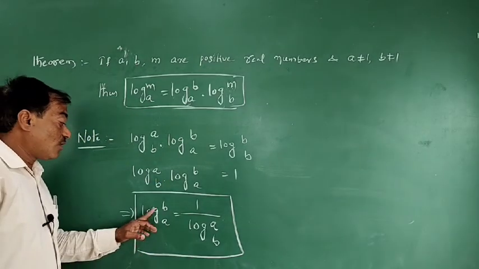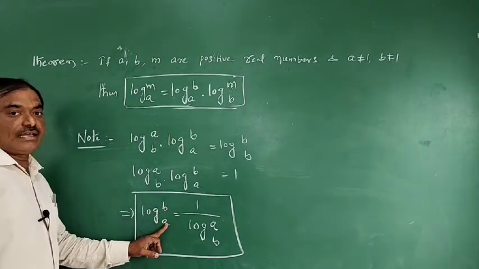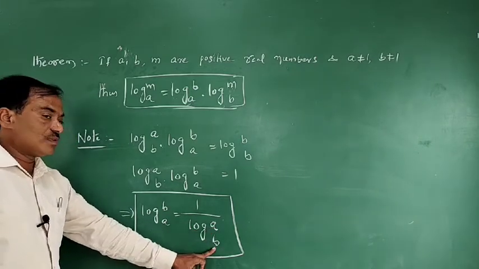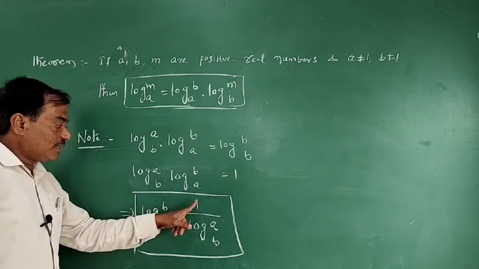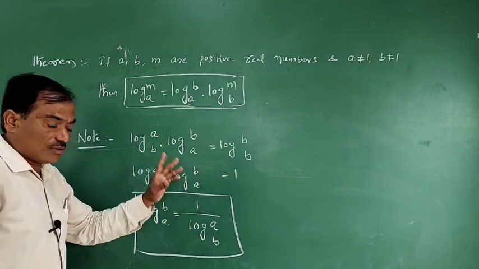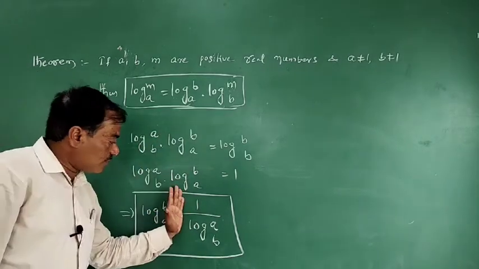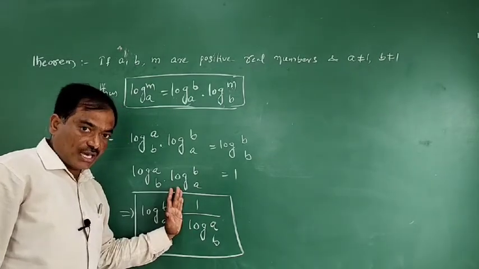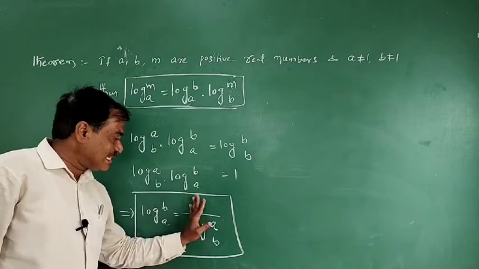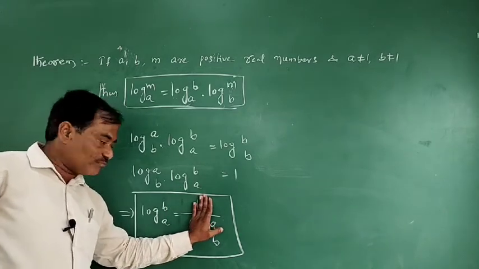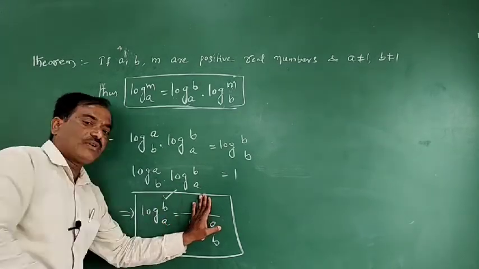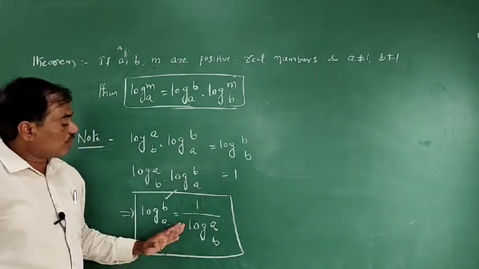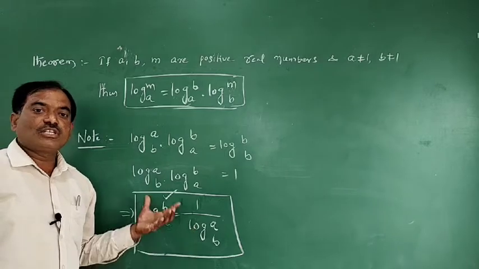If log b to the base a is there, it can be expressed as 1 by log a to the base b. On the other hand, in solving a problem, if 1 by log a to the base b is there, it can be replaced by this logarithmic function, log b to the base a. So this is one more important property of logarithms.